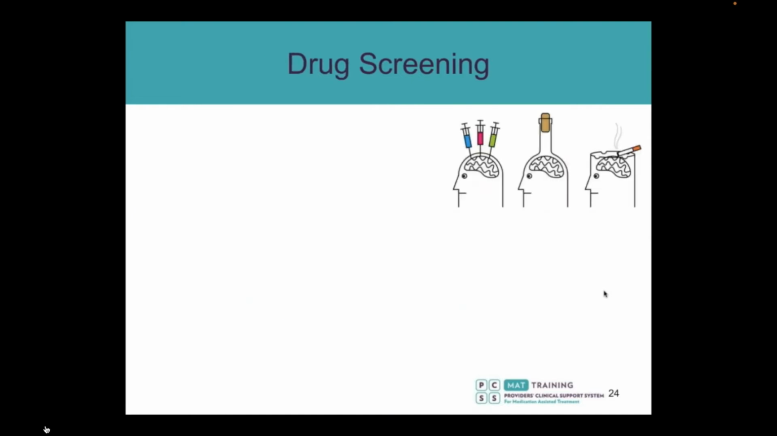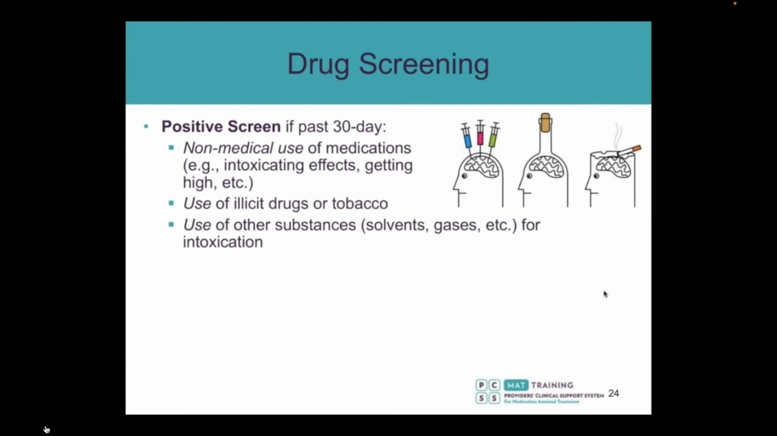So now moving on to drug screening more specifically. A simple screen for substance use other than alcohol simply asks about any non-medical uses of medication, any illicit drug or tobacco use, or any use of other substances for intoxication. A yes on any of these questions would warrant further questions and at least brief intervention, if not a referral to treatment.